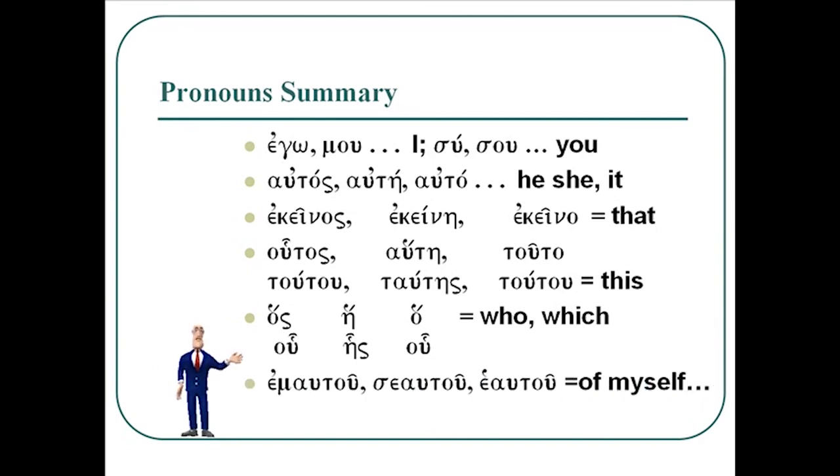Then the reflexive pronouns, only available in the genitive, dative, accusative, are emautou, seautou, and heautou. Of myself, yourself, and himself or herself, itself. And then finally, the reciprocal pronoun, allelon, being one another. So these give us then a plethora of pronouns that we can work with and translate in the New Testament. We have made it to Pronoun Paradise.